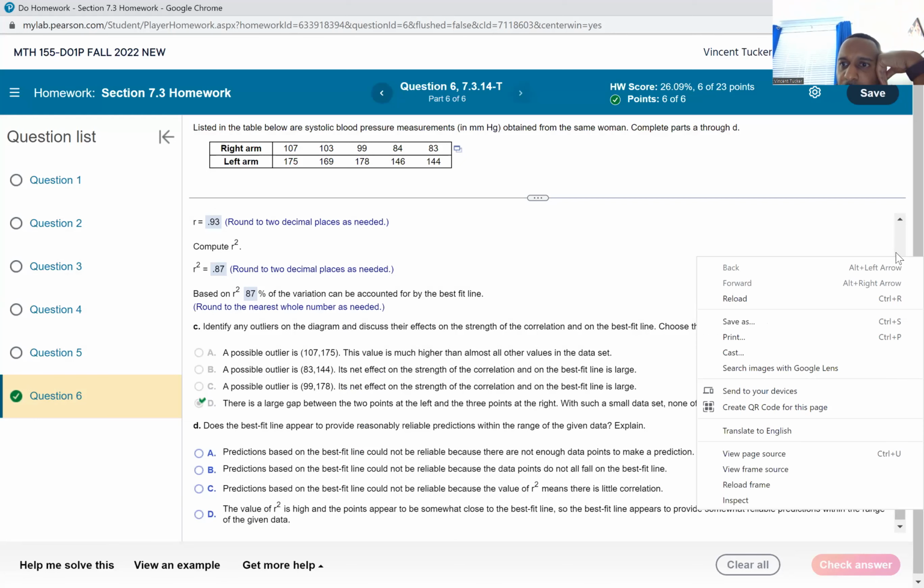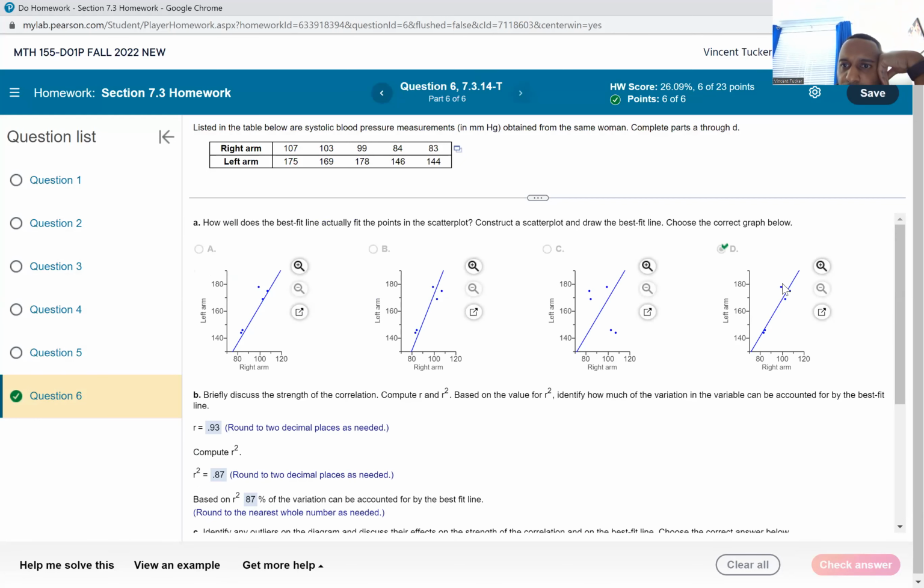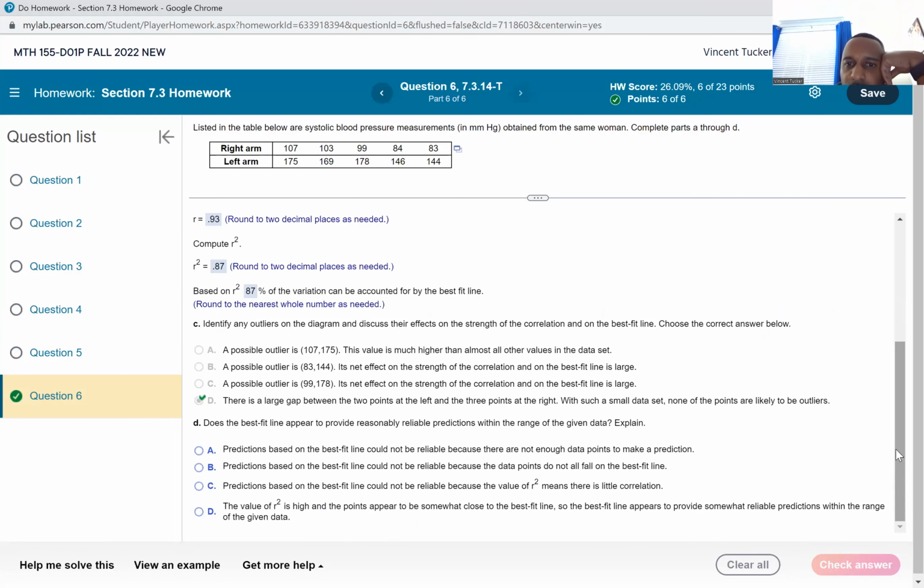Let's go back to it. That was a little further away than the other 4, so I just took a shot. But it's not far enough away, so it's not an outlier. So that's why I chose D.